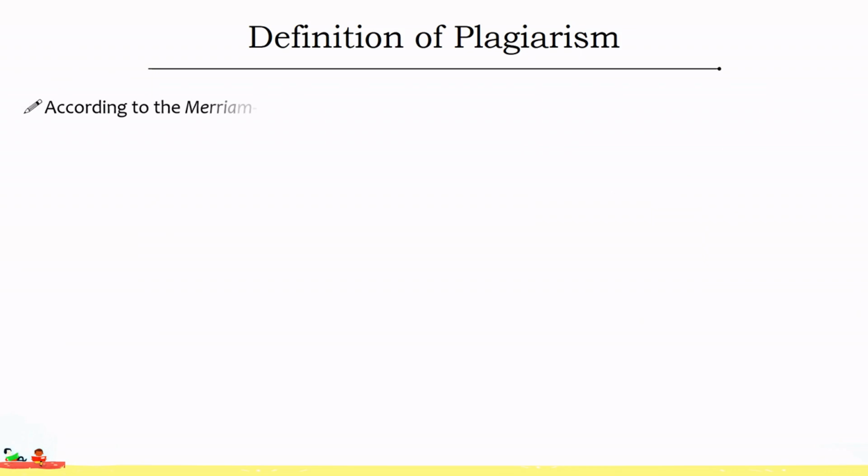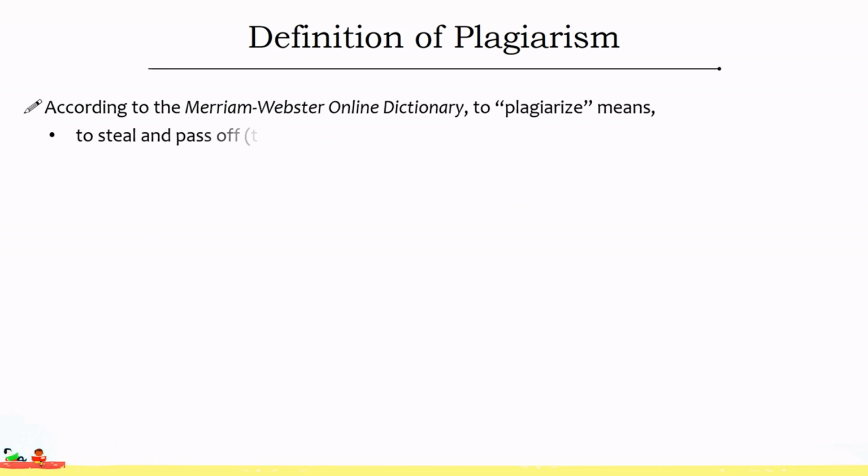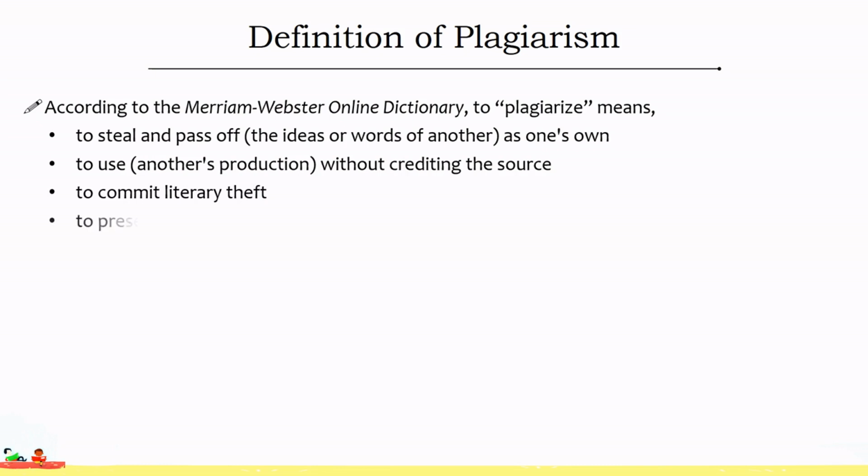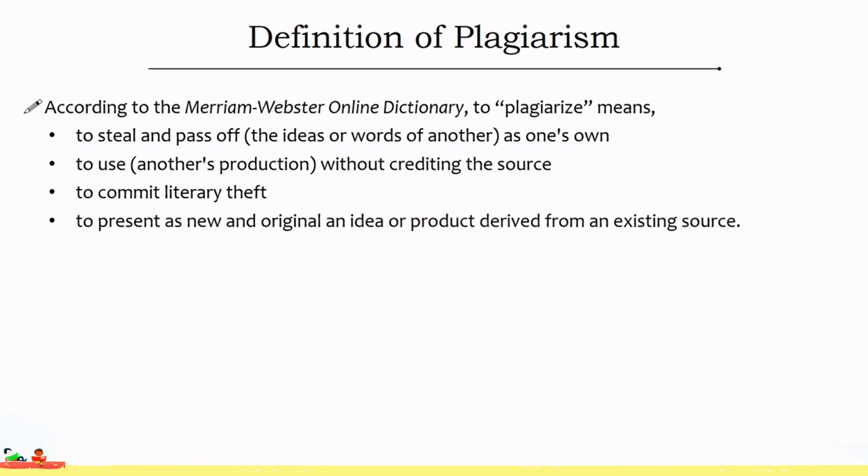According to the Merriam-Webster Online Dictionary, to plagiarize means to steal and pass off the ideas or words of another as your own. This means you are stealing someone's idea and presenting it as yours. To use another's production without crediting the source. This means if someone uses others' work without fully acknowledging it, then that will be treated as plagiarized work. To commit literary theft. It means plagiarism in academic writing is just like kidnapping. To present as new and original, an idea or product derived from an existing source. It means claiming already existing ideas or products as new.